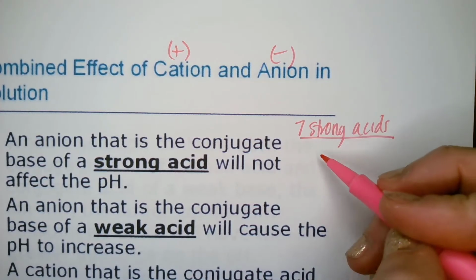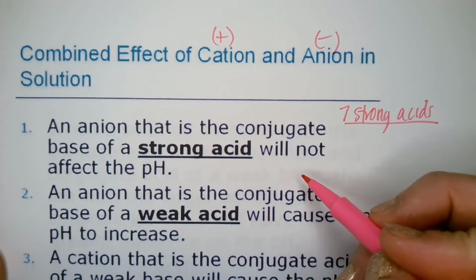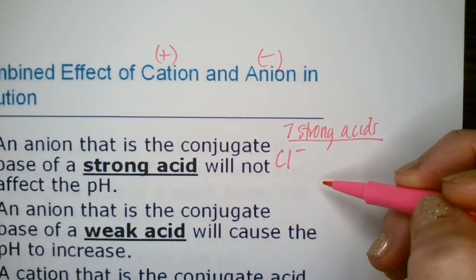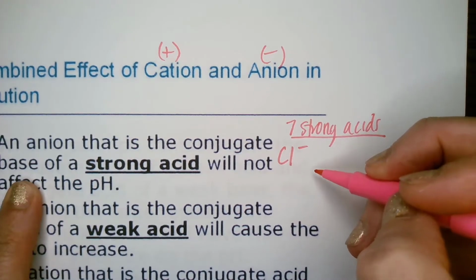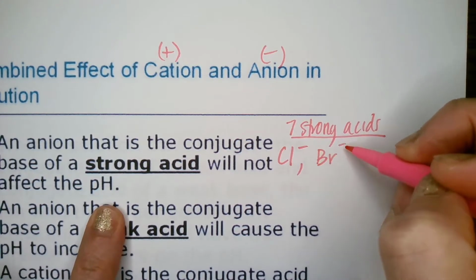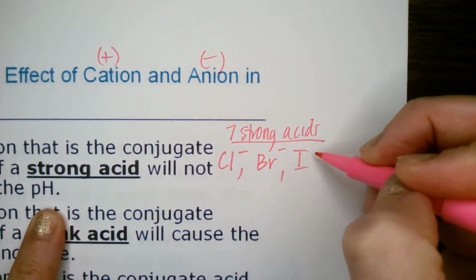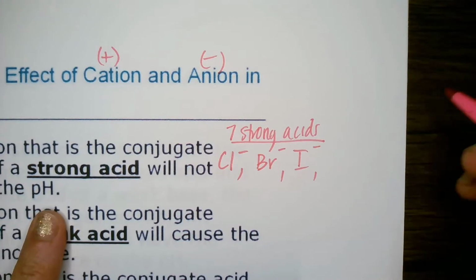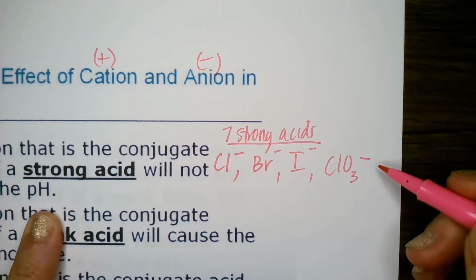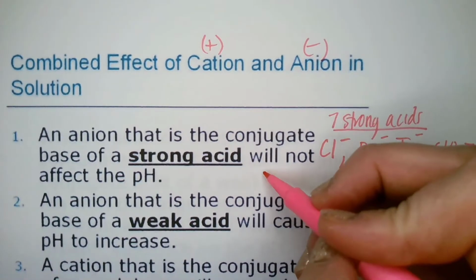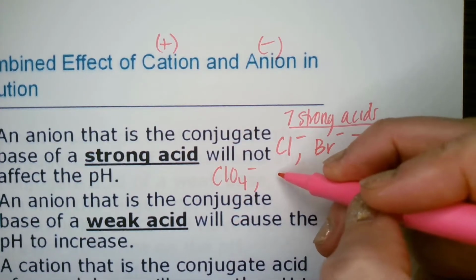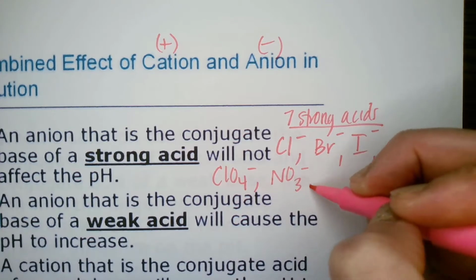But if we think about those conjugate bases, for example, we have hydrochloric acid, so the Cl- would be the conjugate base of that. Chloride will not affect the pH. Same with bromide from hydrobromic acid. Same with iodide from hydroiodic acid. Same with ClO3-, chlorate. Same with perchloric, ClO4-. Same with nitrate from nitric acid, NO3-.